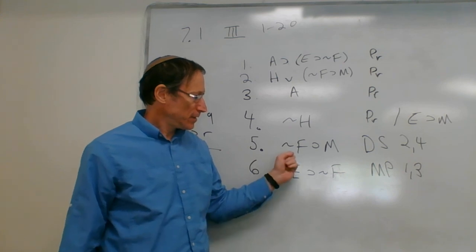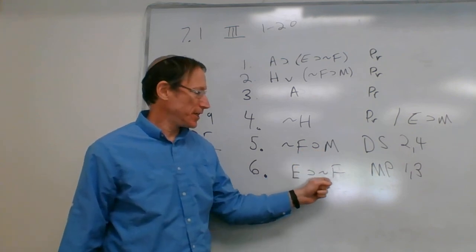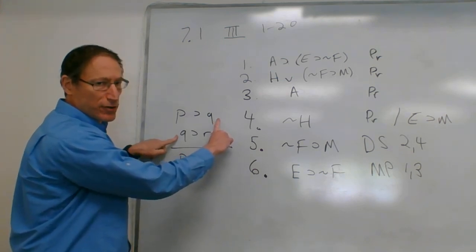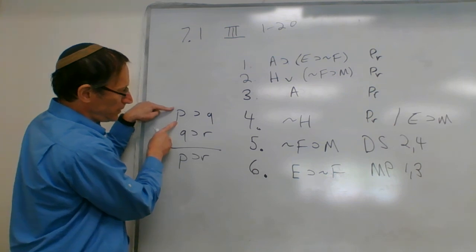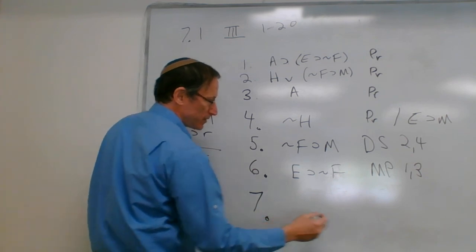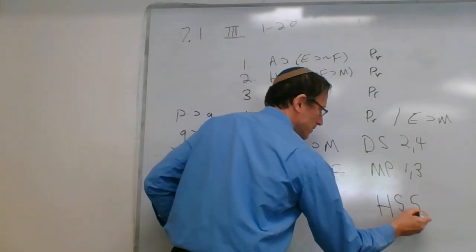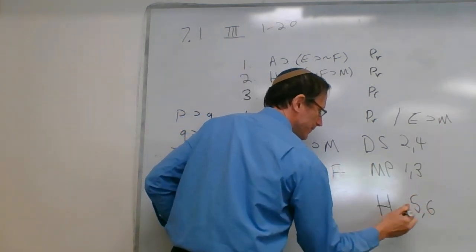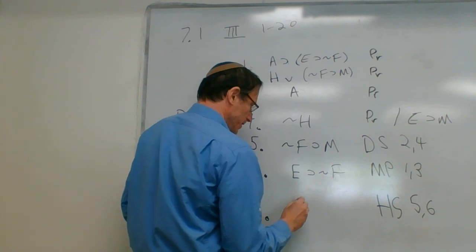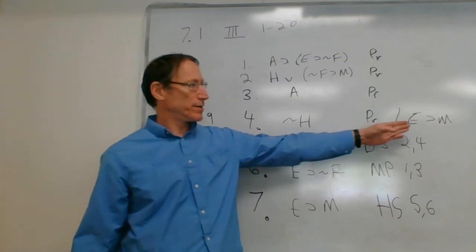I have E horseshoe not F, not F horseshoe M. So I would call not F the middle term. It's basically the thing that stands in for Q. E would stand in for P. M would stand in for R. So I can say, here's step 7, by doing a hypothetical syllogism on 5 and 6, this is an HS. Hypothetical syllogism on 5 and 6. At step 7, I get E horseshoe M. So that's the conclusion. That's the desired result.